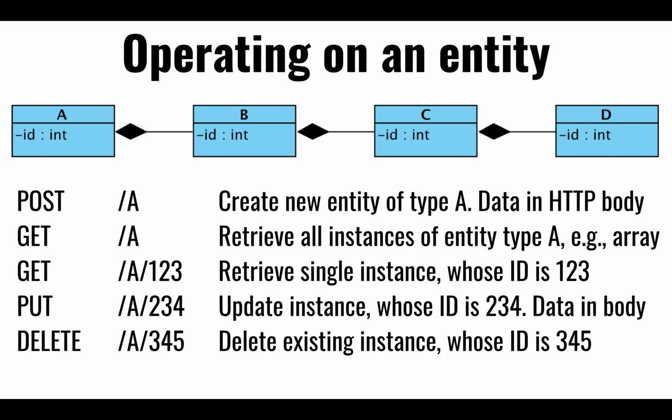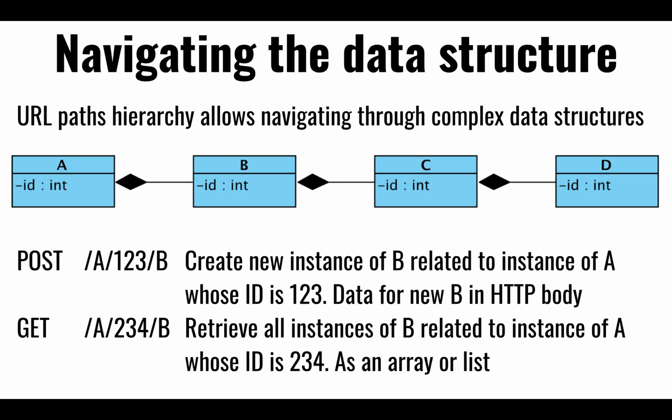Excellent. So this is manipulating a single entity, a single data set. What about relationships between data sets? For instance, the relationship between A and B. For a given A, there are multiple B's associated to that one A.